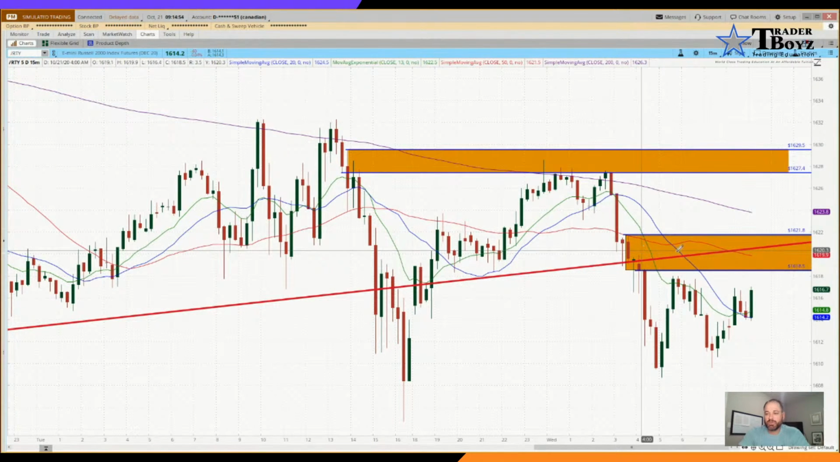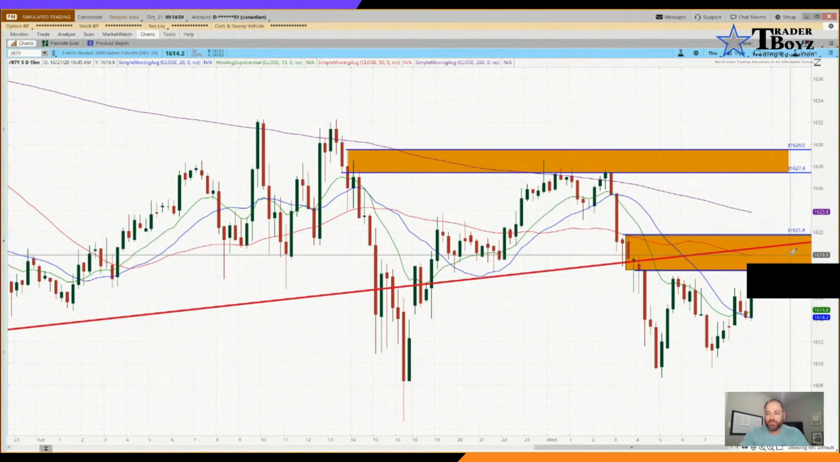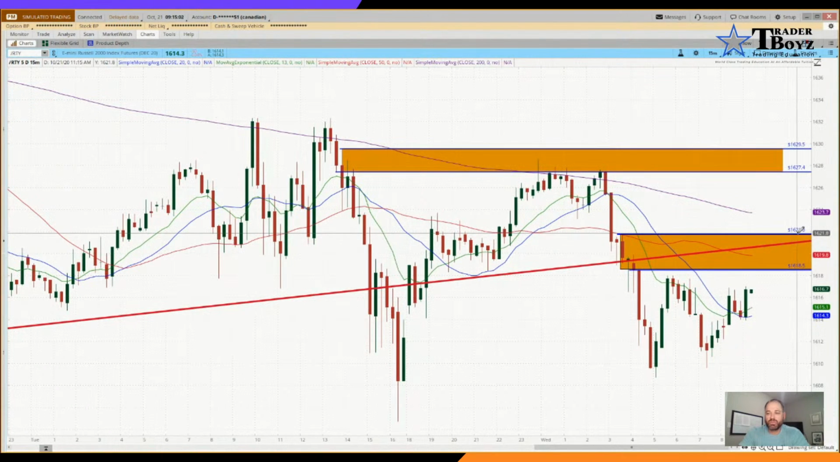Ideally, what we're looking at is that 1620 area. The 1620 area would be your entry point, and 1622 would be your stop. Not a great deal of risk, but there's a lot of downside potential on this one, where we can trade to a minimum of at least down to 1606.